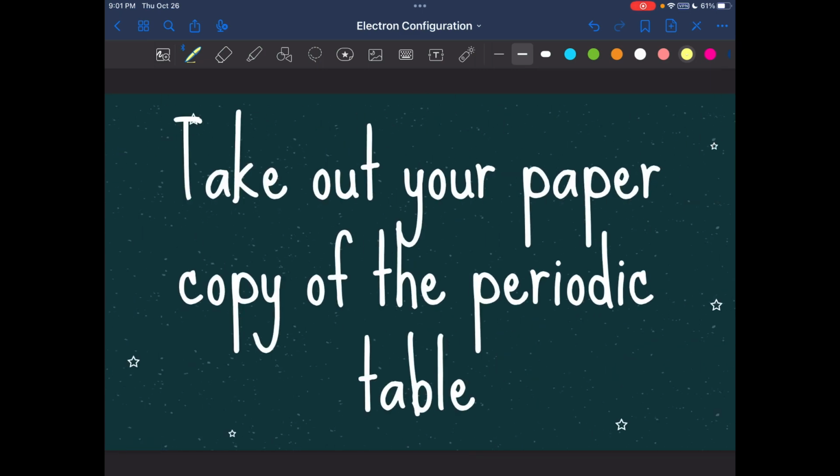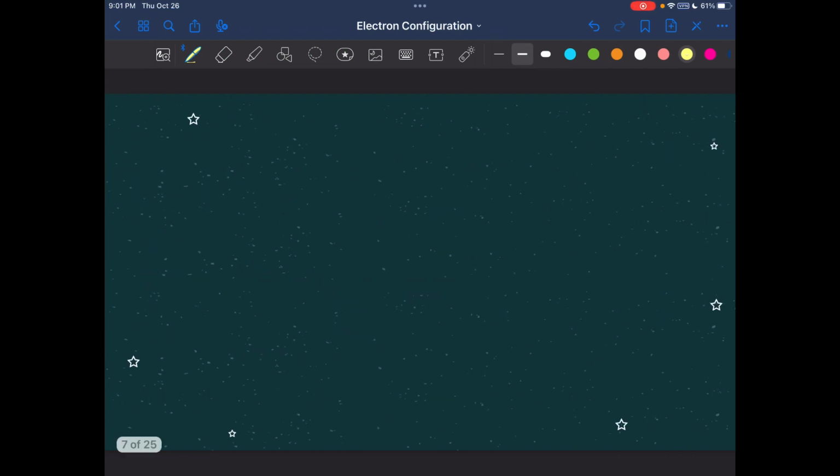Now, before I even talk about electron configuration and how to do it, I need you to make sure to have a periodic table. I'm talking about those printed periodic tables, not the digital ones, but the printed copies. Because if you have that copy, it will help you understand this more. So, I'm going to draw out the periodic table. It may look a little bit weird, but please bear with me.